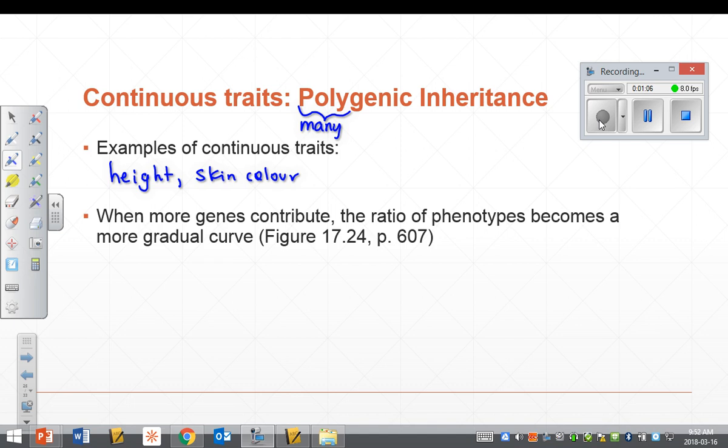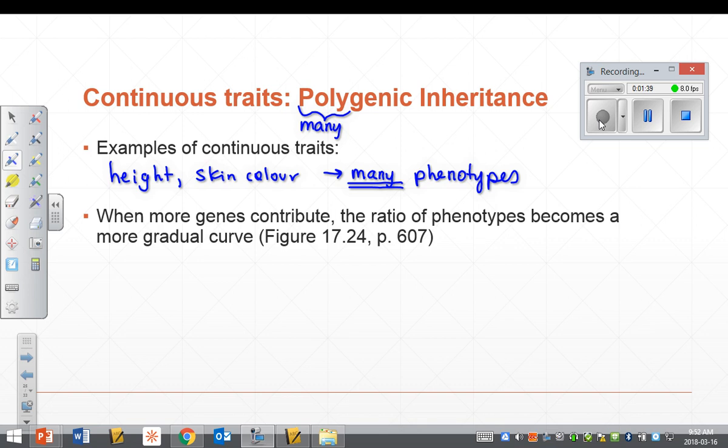If you think about height, there are lots of different possibilities for how tall somebody is. It's not that you're either super short or super tall. You could be anywhere probably from between 4 feet to 10 feet tall, and you could find humans that are that height. So things like height and skin color have many phenotypes. And I'm underlining the many because there are lots and lots of possibilities.